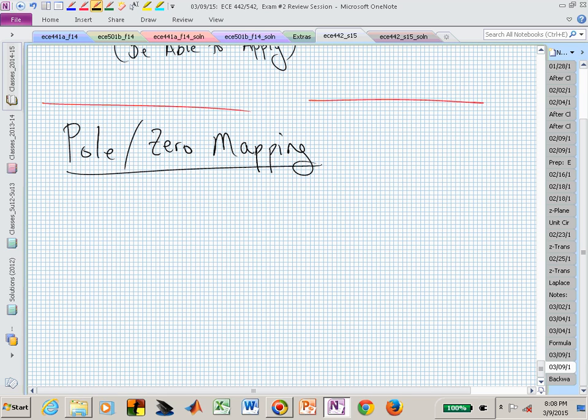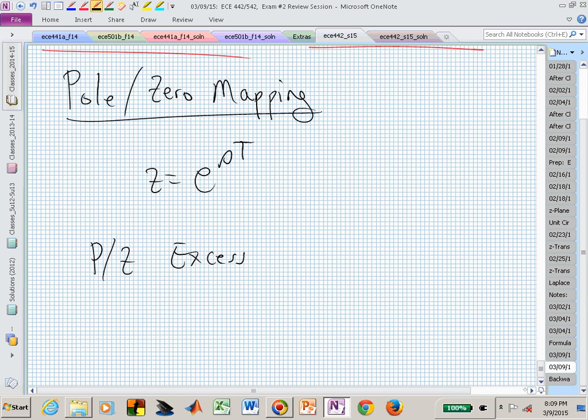And here, the mapping part is pretty easy, pretty straightforward. Pole factors, zero factors with this relationship. Z is equal to e to the sT. What you need to key in on is the pole zero excess. What does that allow you to do? Why is the pole zero excess important?